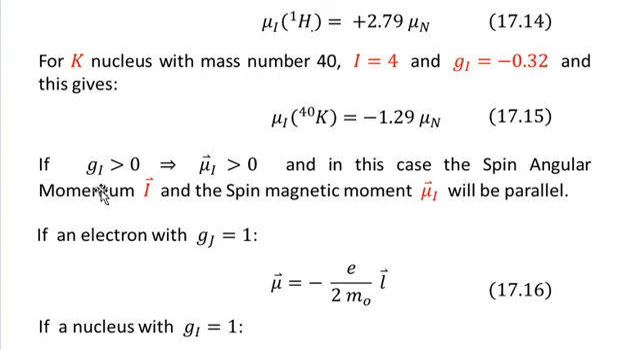If gI, which is the g factor for the nucleus, is greater than 0, then of course mu I is also greater than 0. And in this case, the spin angular momentum I and the spin magnetic moment mu I will be parallel to each other. So you see that under the condition that gI is greater than 0, that is, gI is a positive quantity, the spin angular momentum I and the spin magnetic moment mu I of the nucleus will be parallel to each other.